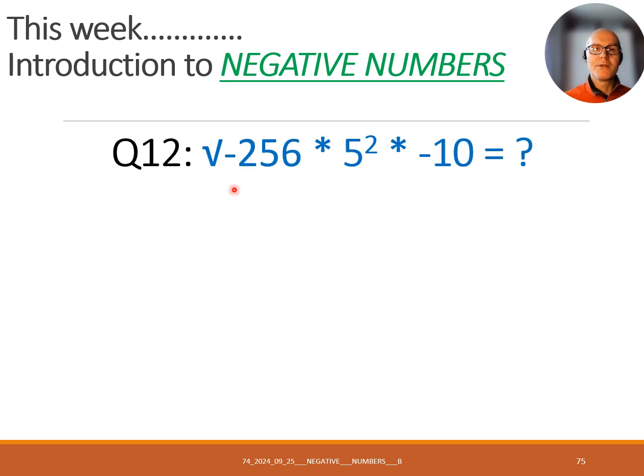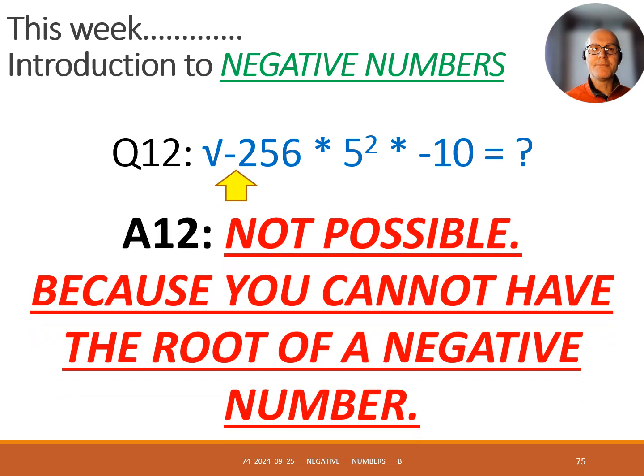Question 12 to round us off. Square root of negative 256 times 5 squared times negative 10. Right, so that's a non-starter right from the off, because you can't have the square root of a negative number. So there is no answer to this equation because it's not possible to have the square root of a negative number.